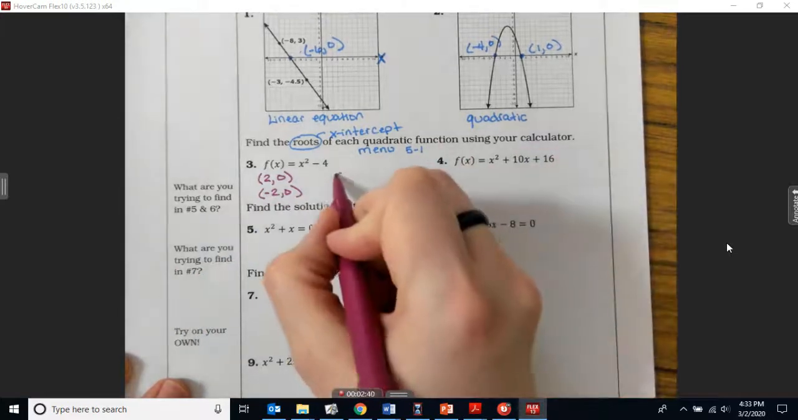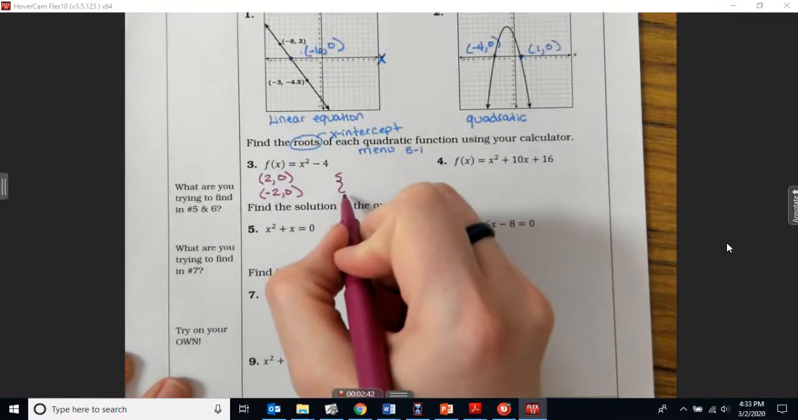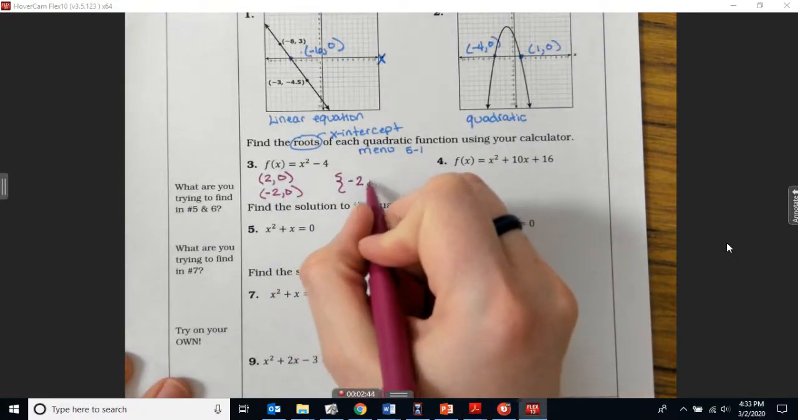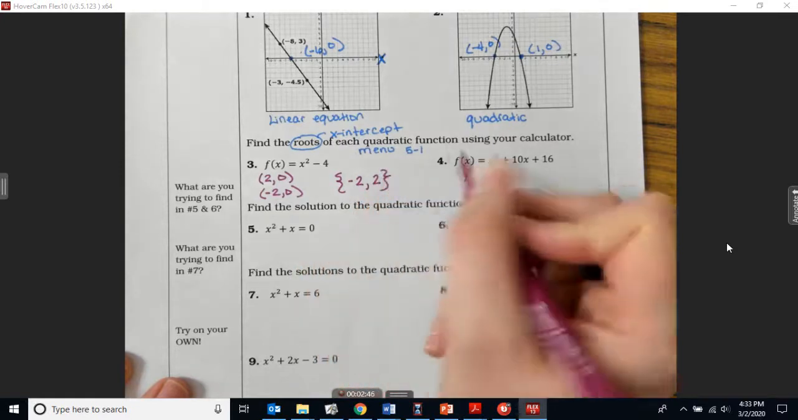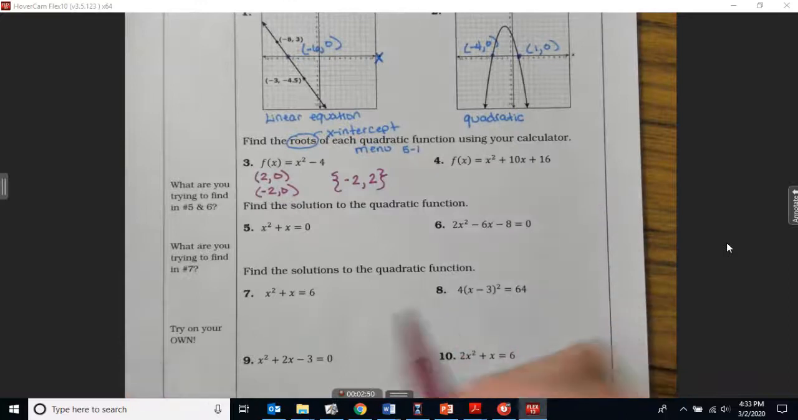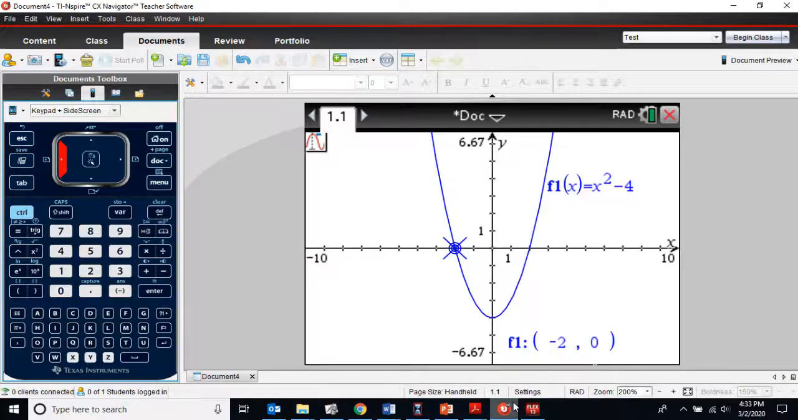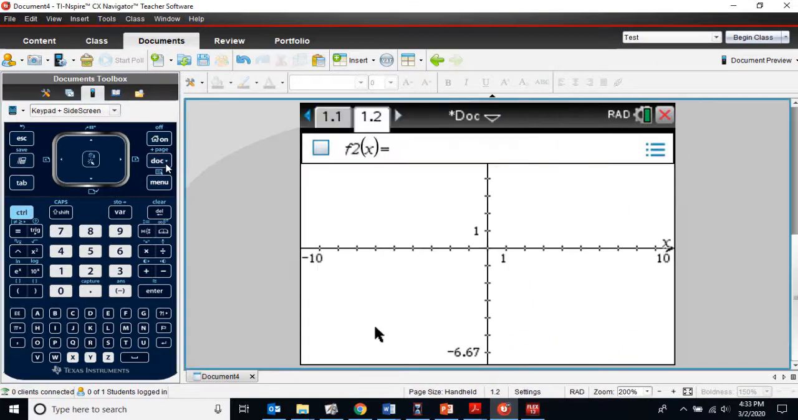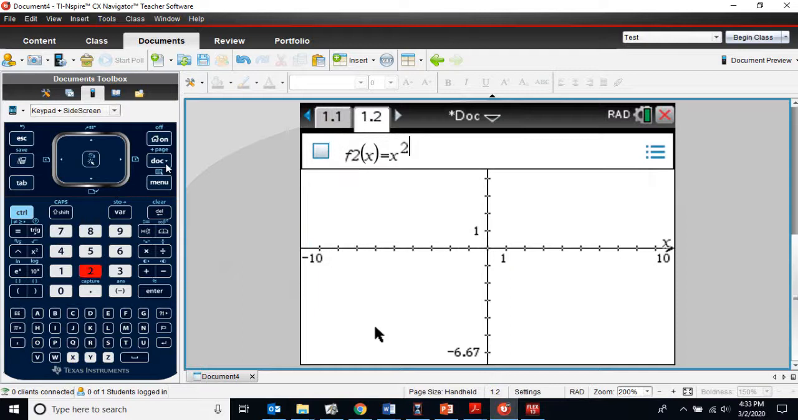And sometimes they're written as a list, which is your little squiggle brackets, as -2, 2. Remember, that's just writing a list of answers. Number 4, same thing. We're just going to go to a graph page. So Control Dot gets you a new graph page. We're going to type in x squared plus 10x plus 16.